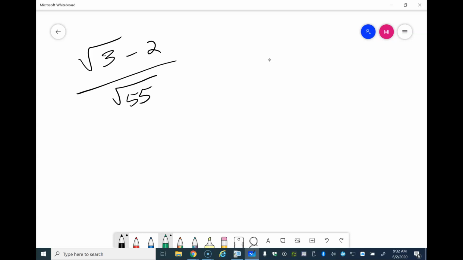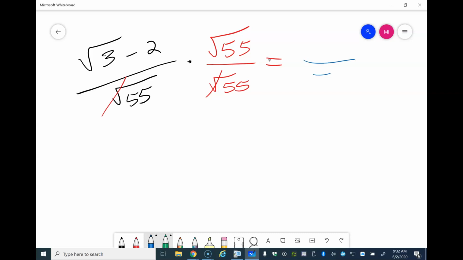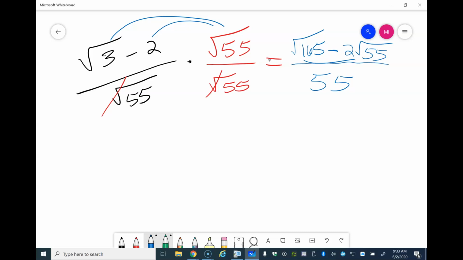All right, we want to rationalize the denominator again. So remember, how do we get rid of a square root? We've got to multiply it by itself. That way the square roots would drop out and cancel out, leaving you with just 55 on the bottom. So this cancels out with this square root, leaving you with just 55 on the bottom. And then we just do our distributive property. Square root of 55 and the square root of 3 gives us the square root of 165. And then the negative 2 times the square root of 55 is just negative 2 square root of 55. And that's going to be our final answer here.